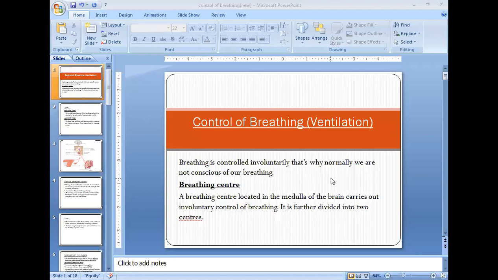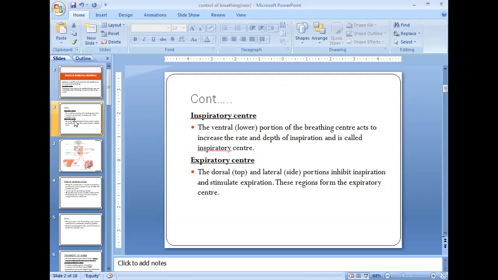Students, the medulla is a part of the brain which controls our involuntary actions of the body. This control center is further divided into two centers. One is called the inspiratory center and the other is called the expiratory center.